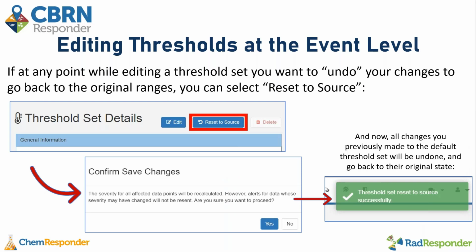If you edit a threshold set, you can undo your changes at any time to go back to the original ranges. In the details page of the threshold set at the top, instead of clicking edit, you will now click reset to source. You'll receive a message confirming this is what you would like to do. If you click yes, all changes you previously made to the default threshold set will be undone and it will go back to its original state.